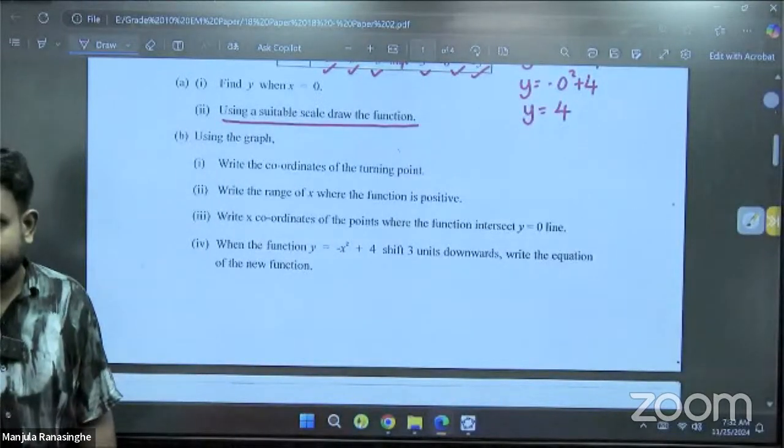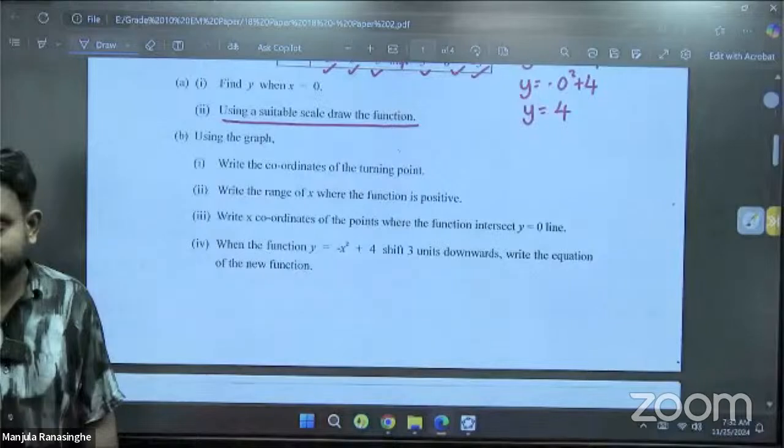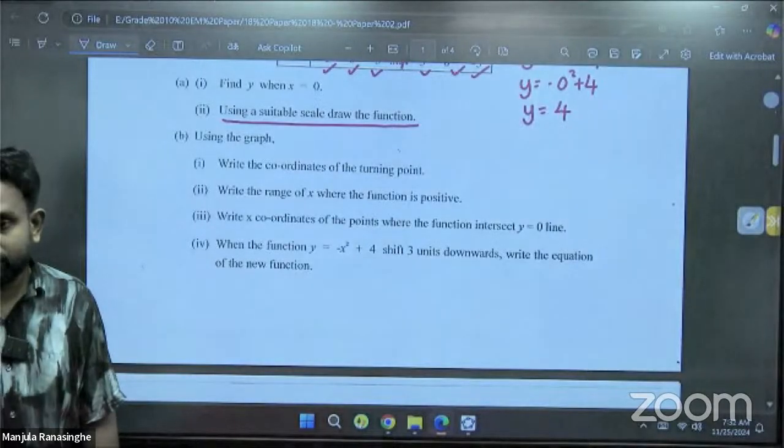Can you give the answer for part B? Due to the connection issue I didn't hear properly. Answer for part B.